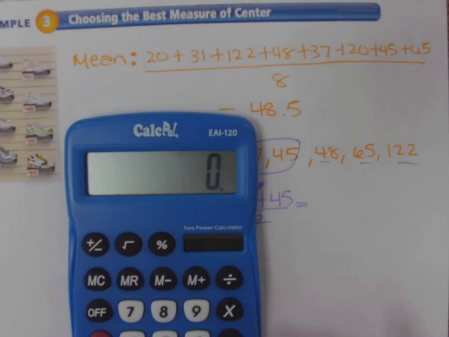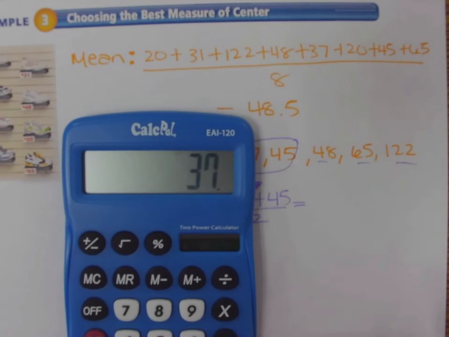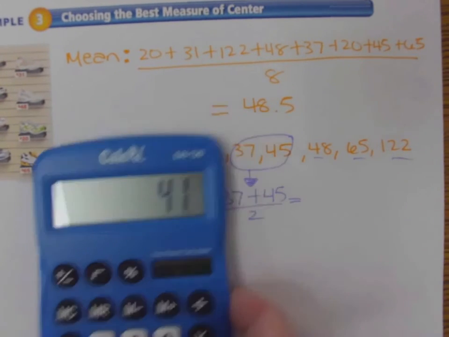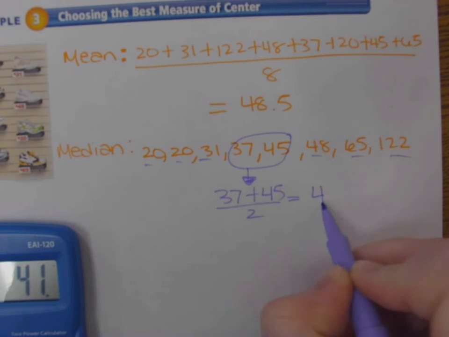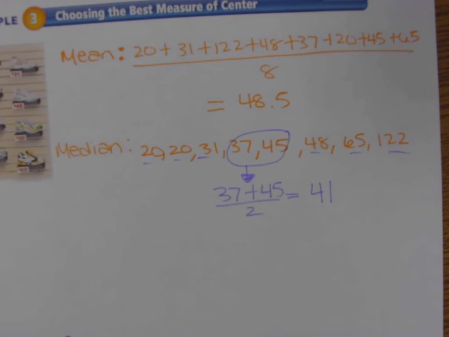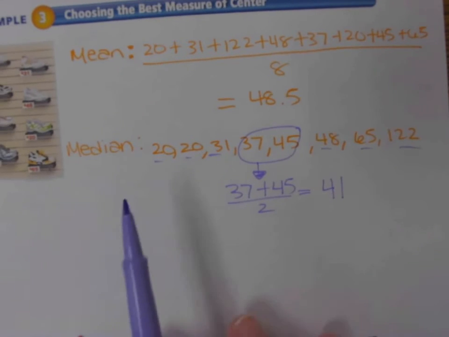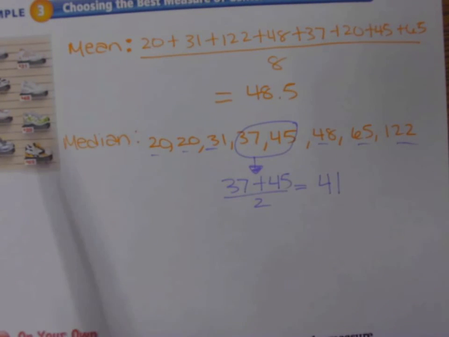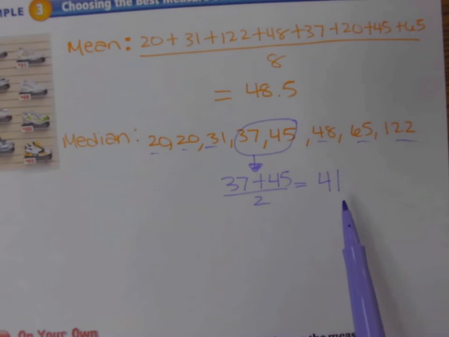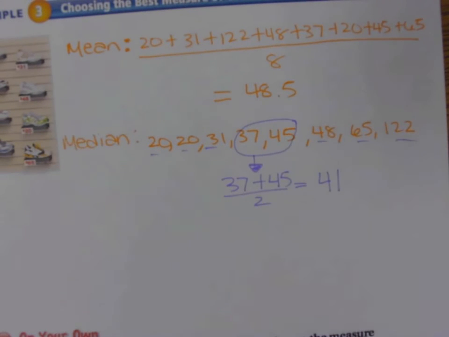So I'm going to say 37 plus 45 divided by 2, which is 41. So my median is 41 here. And this to me looks like a better representation of the data, right? It's a little bit bigger than a few of them, but it still includes that 48 and 37. It looks a little bit better in the middle than that mean. It's not too much greater than all of the shoes right here.